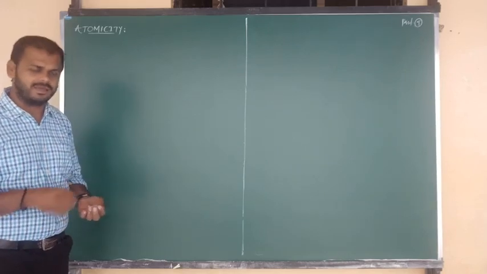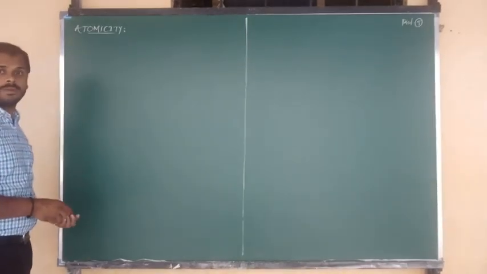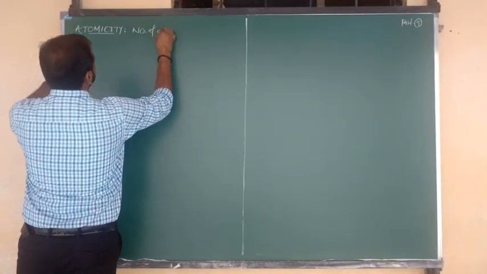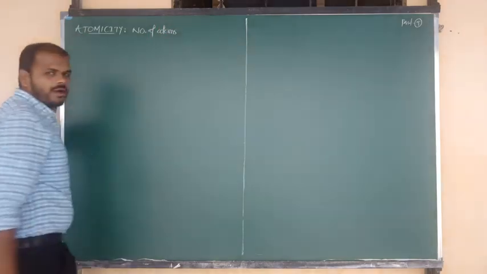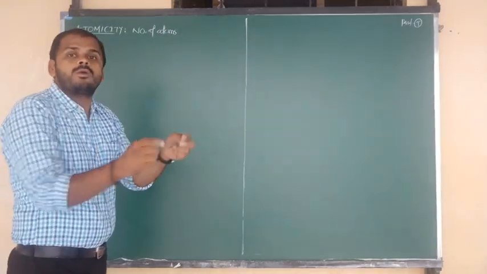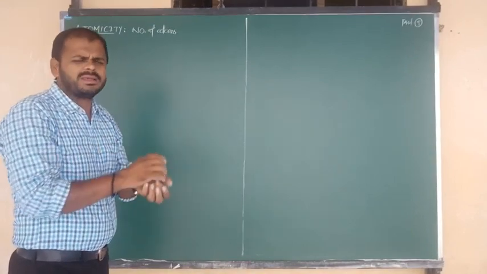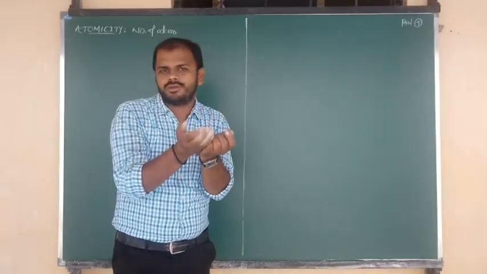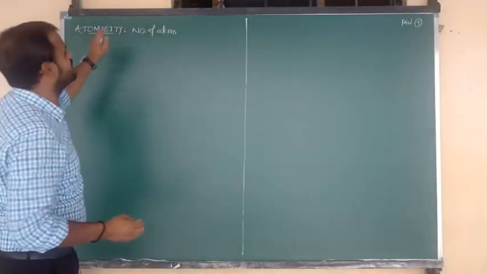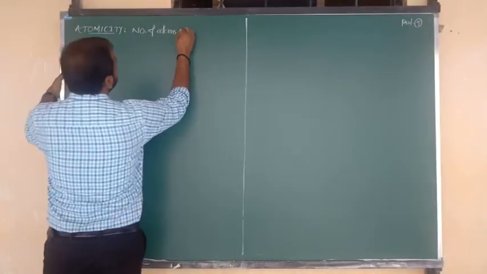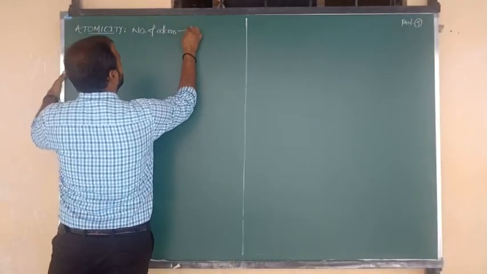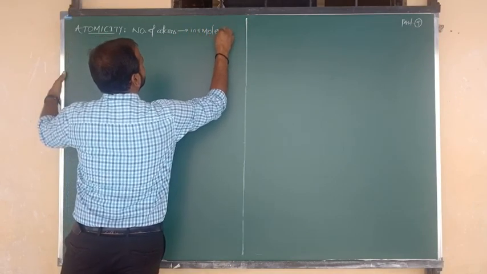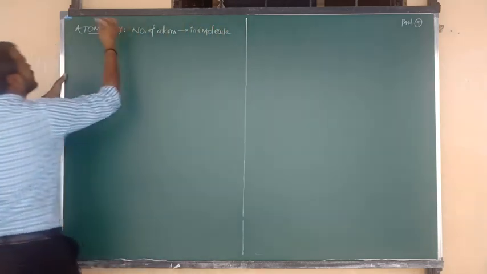What could its meaning be? Just try to remember one word. Atomicity means the number of atoms which compose or constitute a molecule. Simply in our language, we can say the number of atoms present in a molecule. That is nothing but atomicity. So the number of atoms constituting a molecule, or present in a molecule, is atomicity.